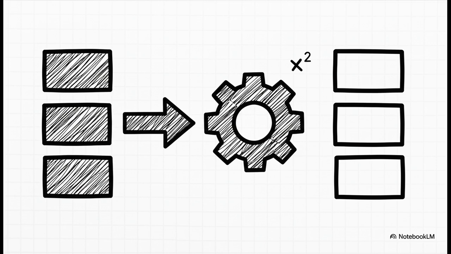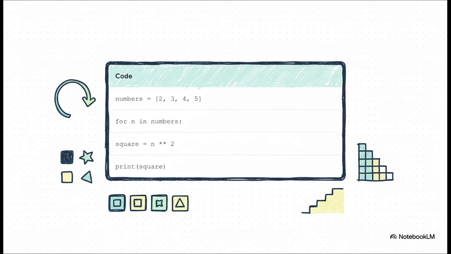Okay, time to combine what we've learned. We've got a list of numbers, and we want to do the exact same math operation on every single one of them. Our task: calculate the square of each number. And the code for this is actually super intuitive.